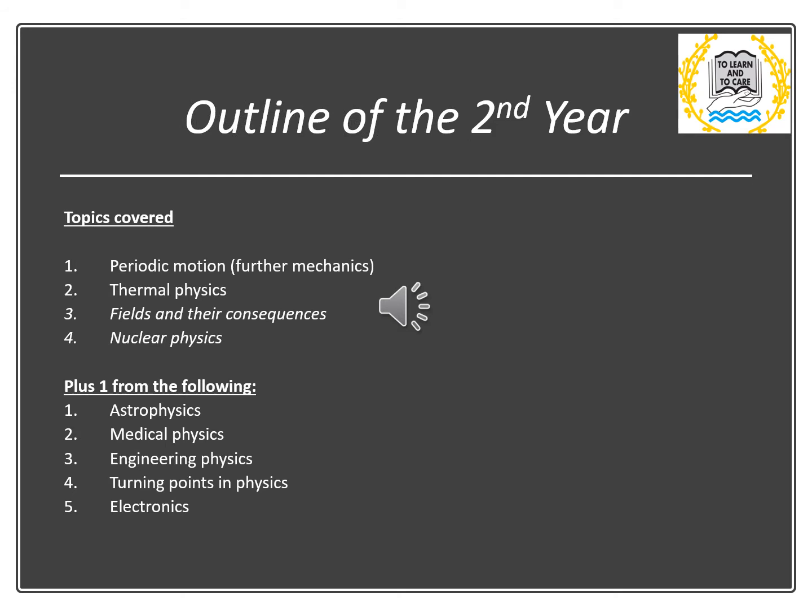In year 2, we then have 4 compulsory topics, which are periodic motion, thermal physics, fields and their consequences, and nuclear physics. On top of that, we then have one of the optional units, which is astrophysics, medical physics, engineering physics, turning points in physics, and electronics. It's up to us as a class which option we choose. I tend to do no more than 2 options because I can manage that within the teaching. But it's a conversation we have probably about a quarter of the way through year 13.